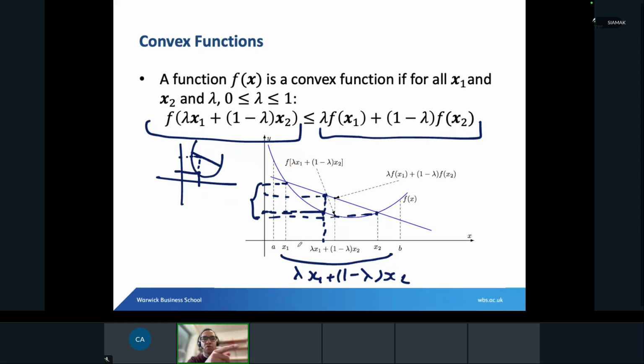This is what I'm trying to show. This one, f of this one, is always less than or equal to what I get from here, which is lambda of f x1 plus 1 minus lambda of f x2. Okay? If it's still a bit vague, we will go through this in the workshop.